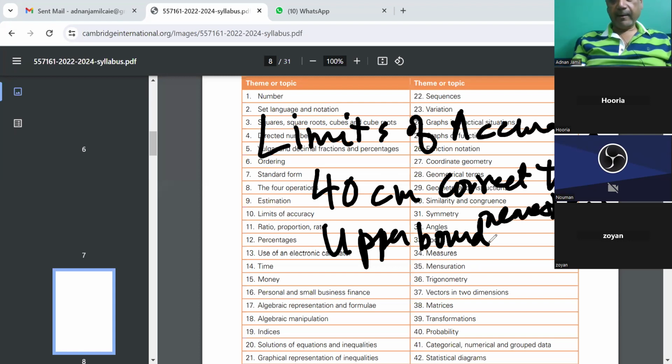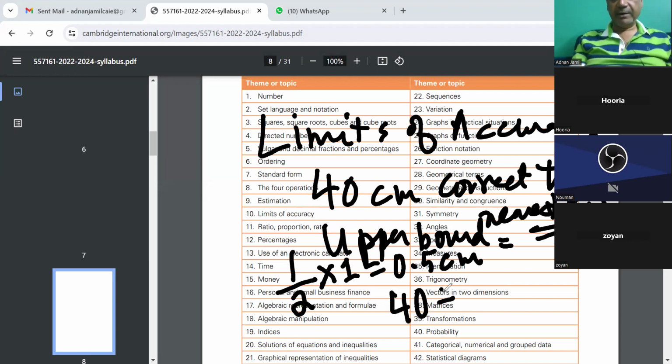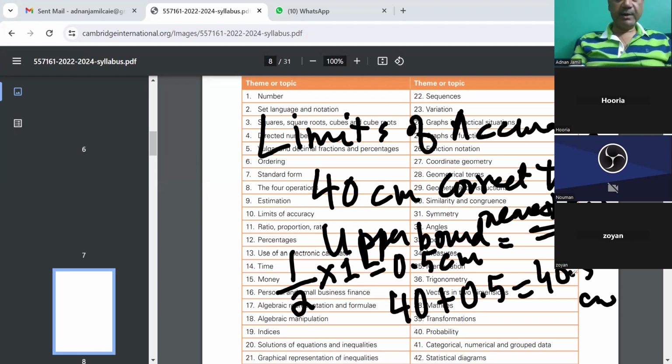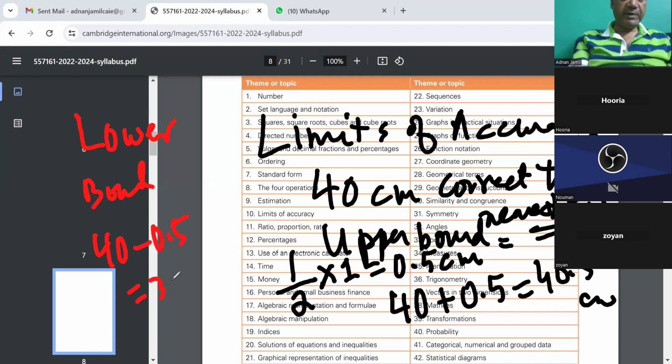What do we do? We take the half of the corrected value. Half of the corrected value is what? It is nearest centimeter, so half of 1, that is 0.5 centimeters. So for the upper bound, you will add this value, 0.5. You are going to get 40.5 centimeters. If you want to get the lower bound, then this lower bound will be 40 minus 0.5, which is equal to 39.5. So this is the upper bound and the lower bound.